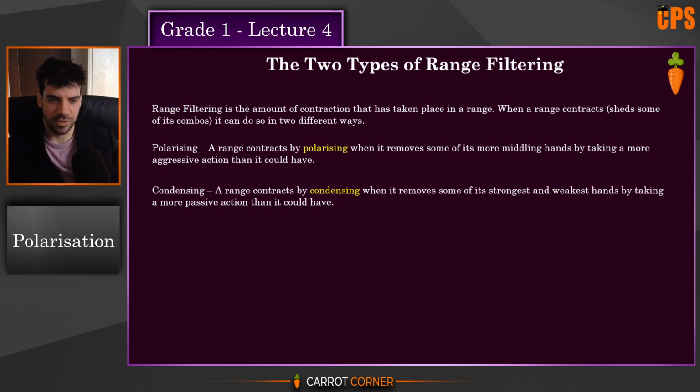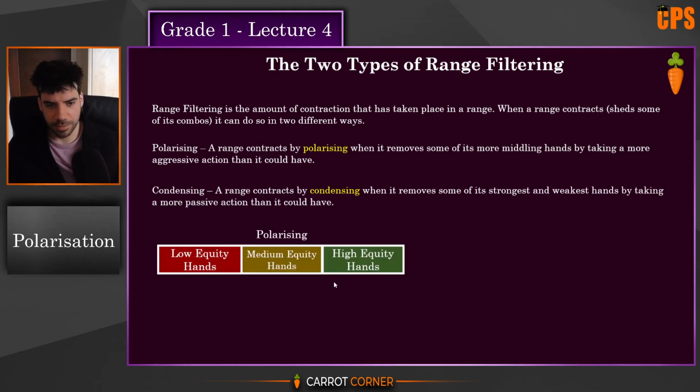Condensing is the opposite of polarizing. So a range, again, it's a way of contracting. A range contracts by condensing when it removes some of its strongest and weakest hands by taking a more passive action than it could have. This doesn't mean that every strong and every weak hand is removed, that the opponent only has a medium strength hand. It just means that the medium strength hands now exist at a higher density or concentration within the range than the really strong or really weak hands do, relative to what was the case before this more passive action than it could have taken was selected.